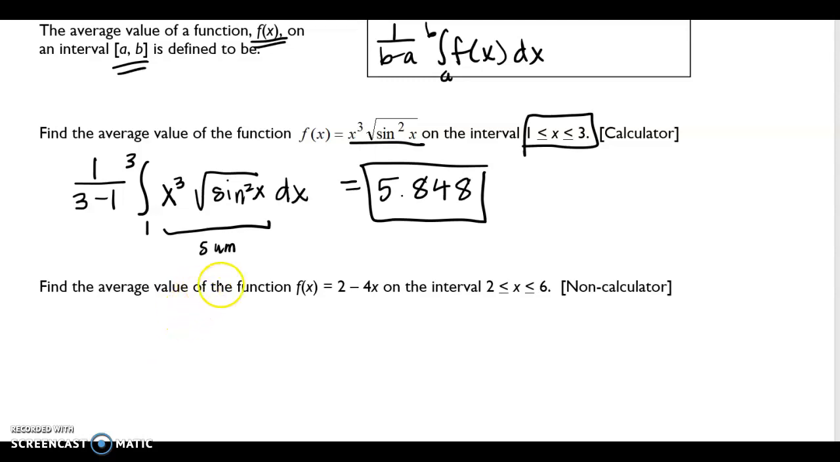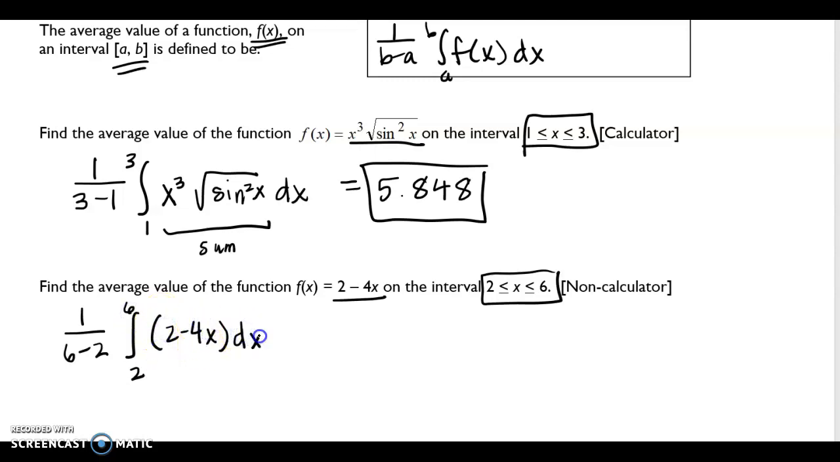On our next example, we're not going to use our calculators though. Let's pay attention. We're looking at the interval 2 to 6, and our function is 2 minus 4x. So we're going to go 1 over 6 minus 2 times the integral from 2 to 6 of 2 minus 4x dx. This is something we know how to take the antiderivative of, so we'll just do it directly. We've got 1/4 out in front. That just comes along for the ride. Our antiderivative of 2 is 2x. Antiderivative of minus 4x is minus 2x squared. And then we're evaluating from 2 to 6.